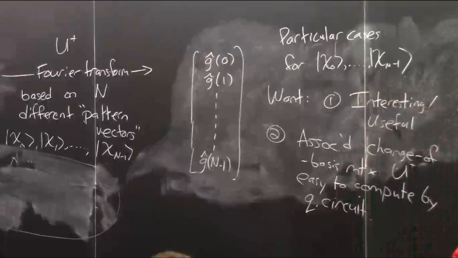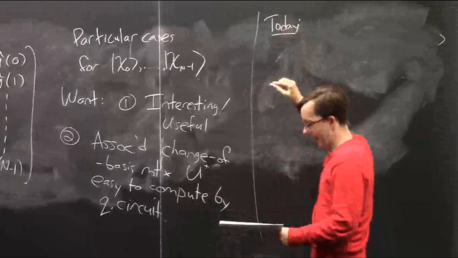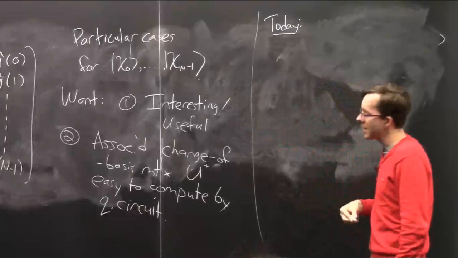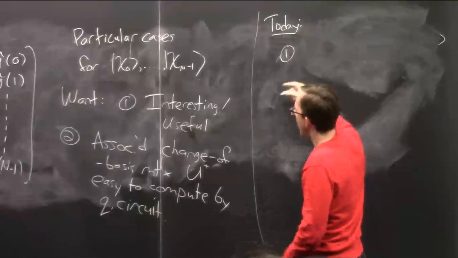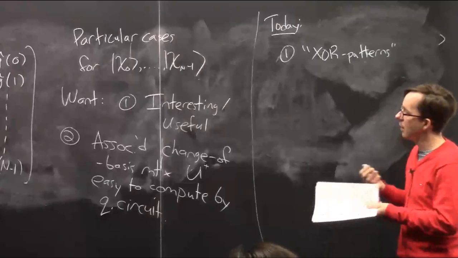And so today, we're going to focus on one specific case. This is the case where these chi's are basically the XOR functions we saw last time. I'll remind you of all this stuff. But these patterns are going to be useful because they're XOR patterns, seeing how Boolean functions can be represented as combinations of XOR functions.